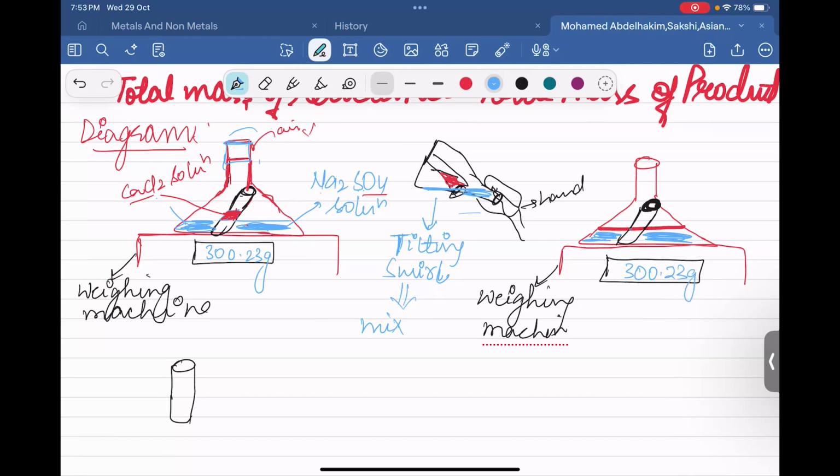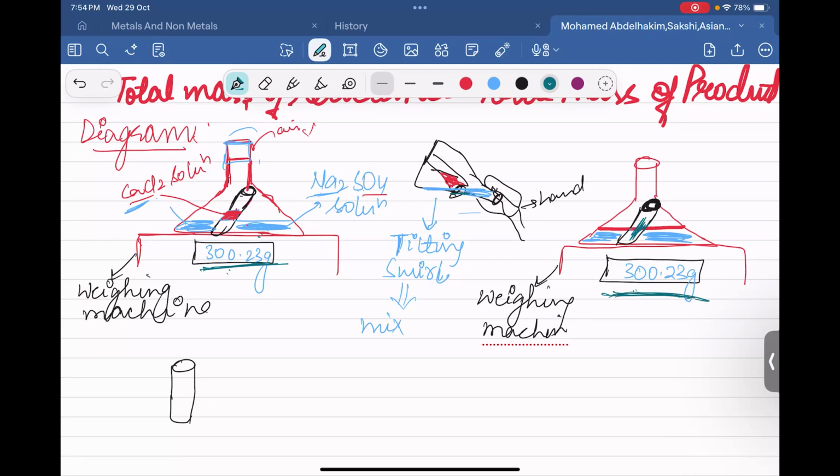There is a chemical reaction between CaCl2 and Na2SO4. They react with each other and form a combined solution. You might think, ma'am, if they form a solution then their weight can change. No, this is the law of conservation of mass. It means before starting any chemical reaction the mass is the same, and after completing the reaction the product mass will also be the same.